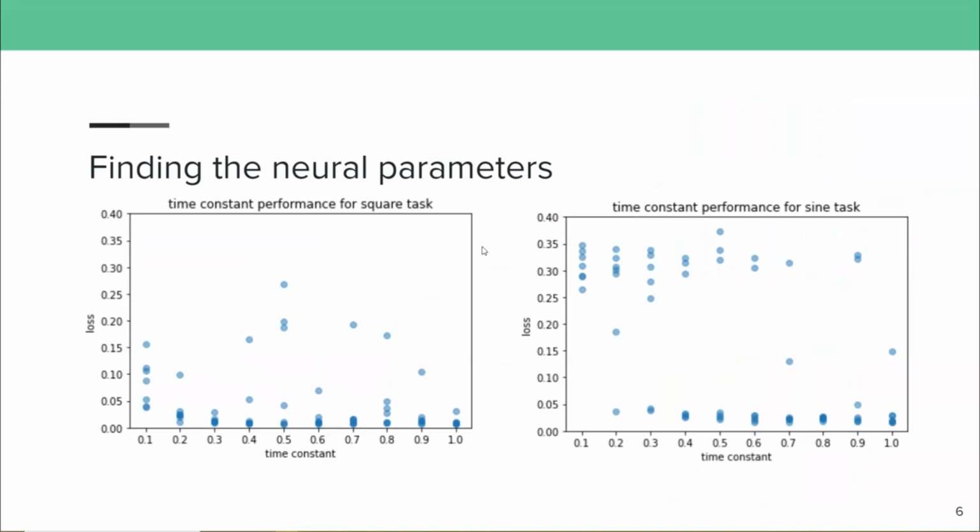As you can see on the right, the sine wave can really only be performed by the faster time constants. The time constants of 0.1 and 0.2 do not have consistent good performance. But the square wave can be performed reasonably by any time constant. The time constant 0.2 generally has consistent good performance. So in our heterogeneous network, half of the nodes will be initialized with a slow time constant of 0.2, and half of the nodes will be initialized with a fast time constant of 1.0.